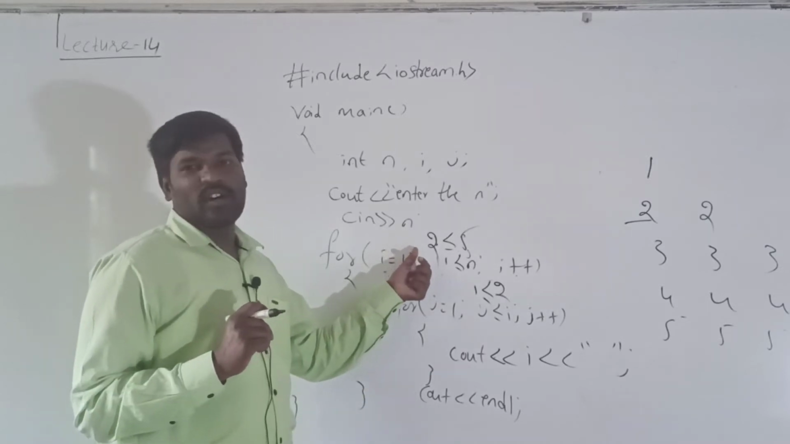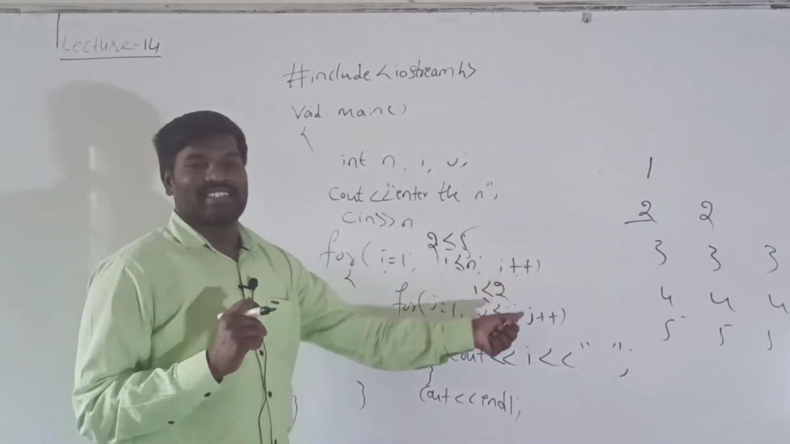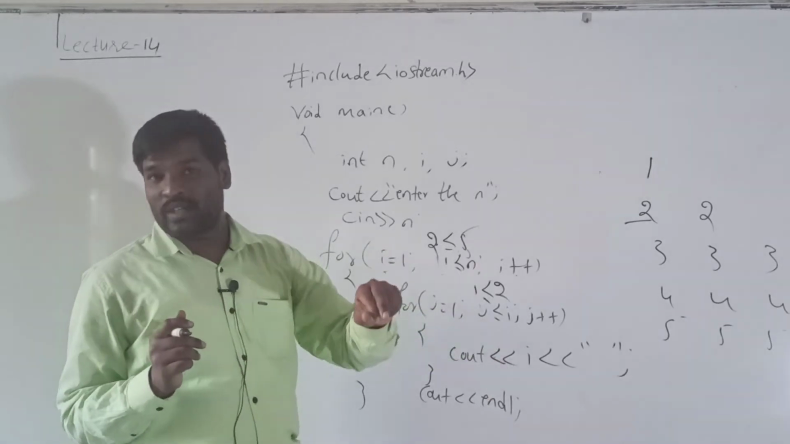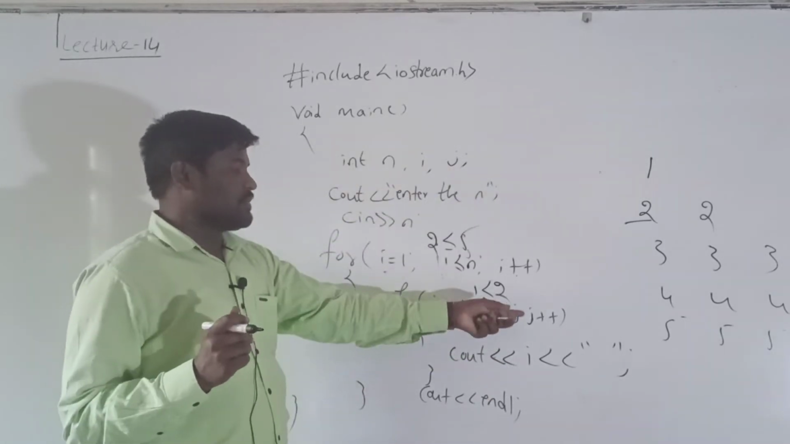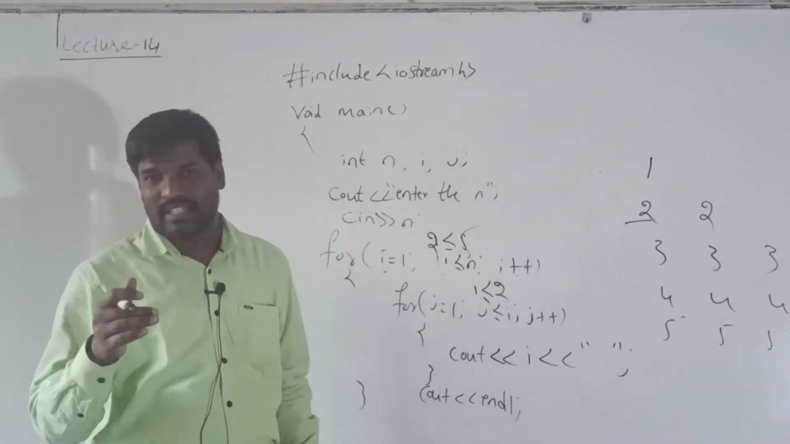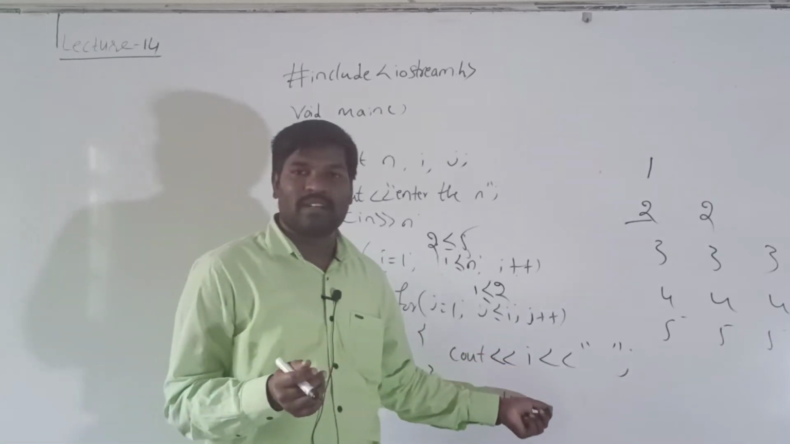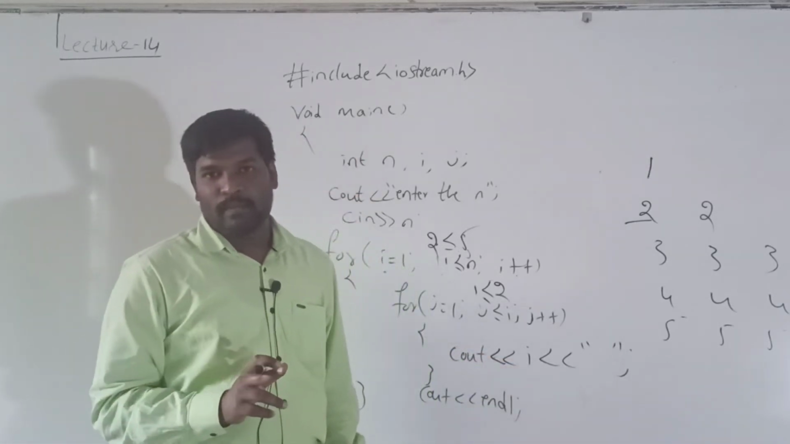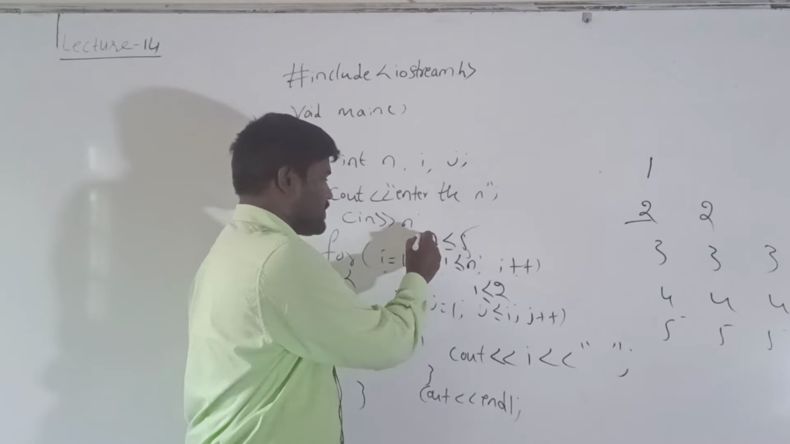Here the present value of I is 2. 1 is less than or equal to 2. I is 2 only. It will print 1 time I. Next j becomes 2, 2 is less than or equal to 2, again the condition is true. Cout of I means it will print 2 only. Next it becomes false, I becomes 3.